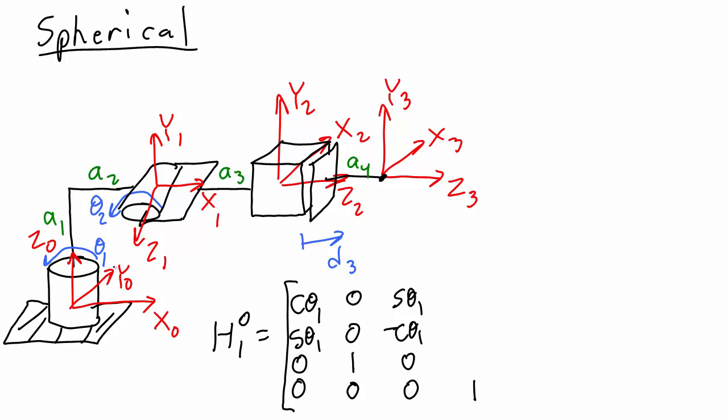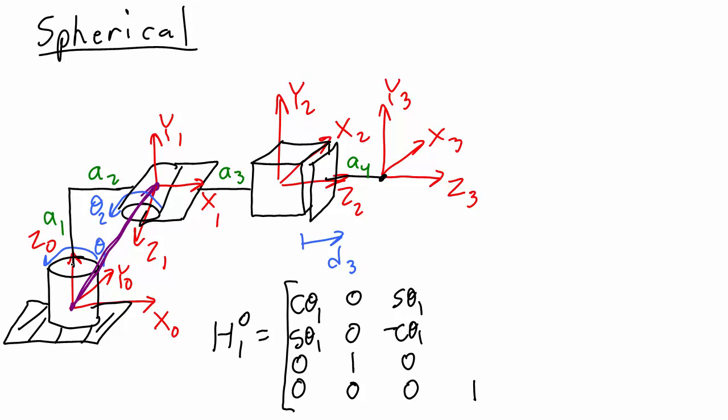The displacement vector from frame 0 to frame 1 is this vector right there. So I'm going to have to account for both A1 and A2 in this displacement vector. Remember that this vector that I write has to be true regardless of the rotation theta 1.